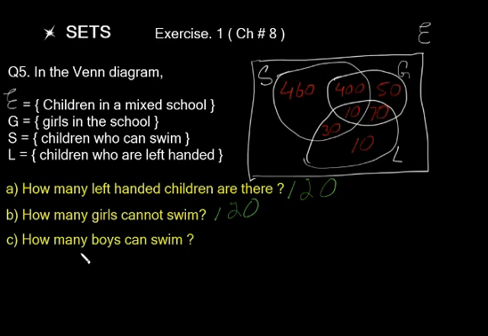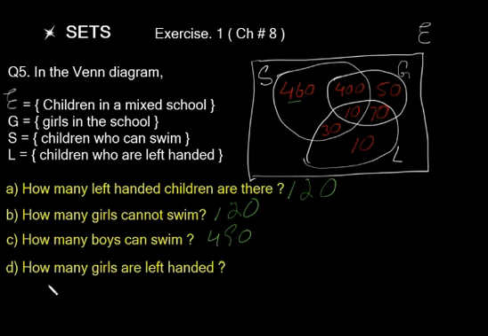In part C it says how many boys can swim. Now this is a very interesting situation. There is no circle for the boys. It means that all these 460, 30 and 10, these are the boys, right? Because these three numbers are not in the girls circle. And then it's asking how many boys can swim. So you just need to add 460 and 30. That makes 490. These are all boys, but look, this 10 cannot swim because this 10 is not in the S circle. So 460 plus 30, 490 is the answer.